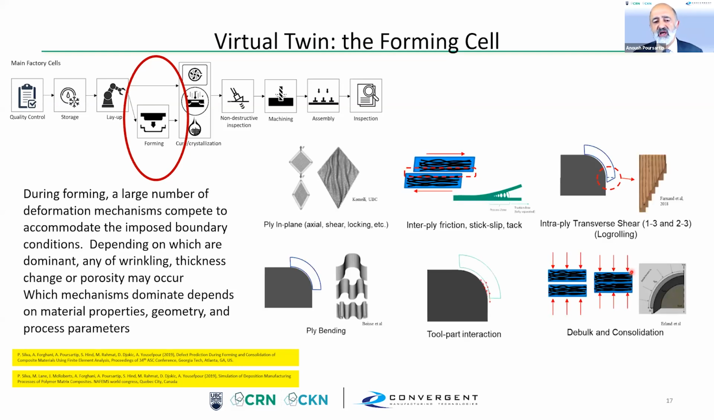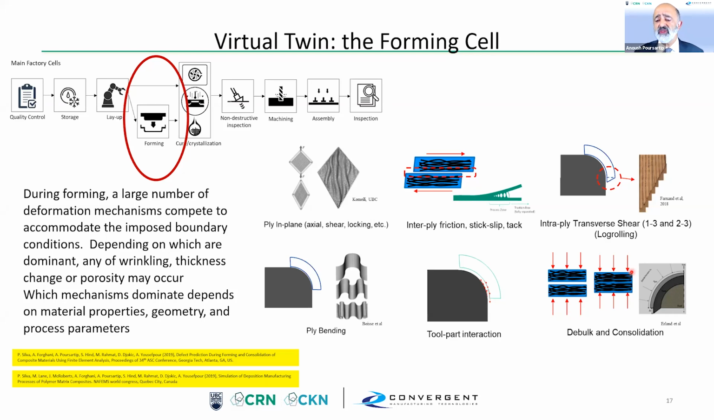And so the problem you have is that, depending on the conditions of your material, which are driven by the temperature and the degree of cure and other process parameters, you need to ensure that you shear out the excess length that comes in due to the bending of the charge. So what we have done in our modeling is we've put in all the major physics: in-plane movement, interply friction, intraply shear, ply bending, tool-part interaction, and also debulk and consolidation. As we take out the gaps, we take out the air between the plies.